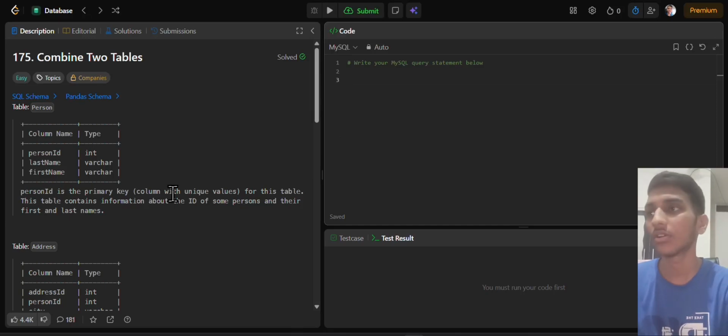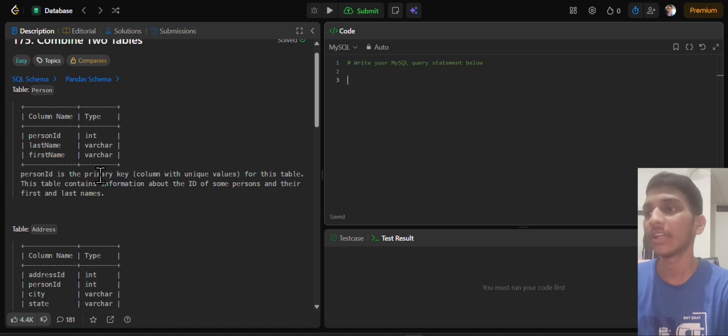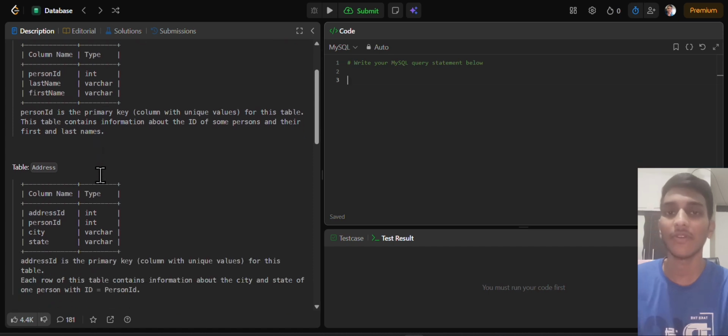Today we are going to solve the LeetCode problem 175, combine two tables. Okay, so here one table is given as person and there are total 3 columns. First column name is person ID, which type is integer, and second column name is last name, and third column name is first name. Both columns have type of character.